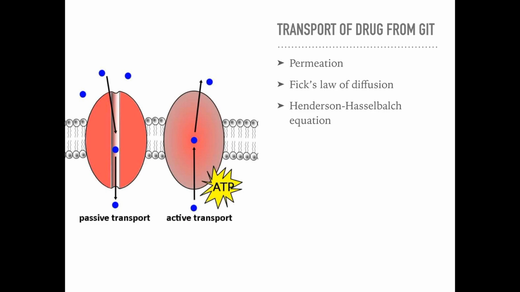Drug vehicles also play a very important role in their permeation. For example, if we formulate the active ingredient with liposomes, then this would also facilitate its transport. The second one is Fick's law of diffusion, and the third one is the Henderson-Hasselbalch equation. So first we will discuss the permeation in detail.